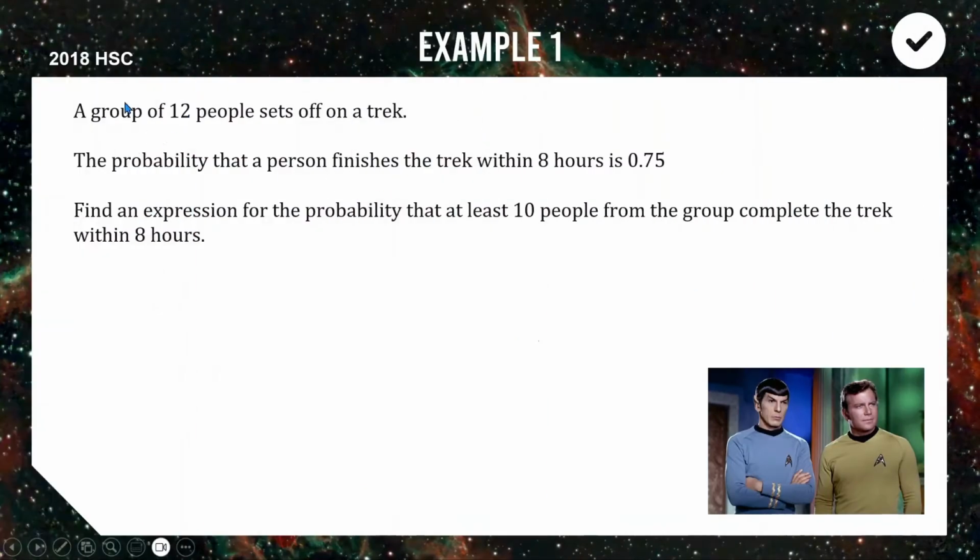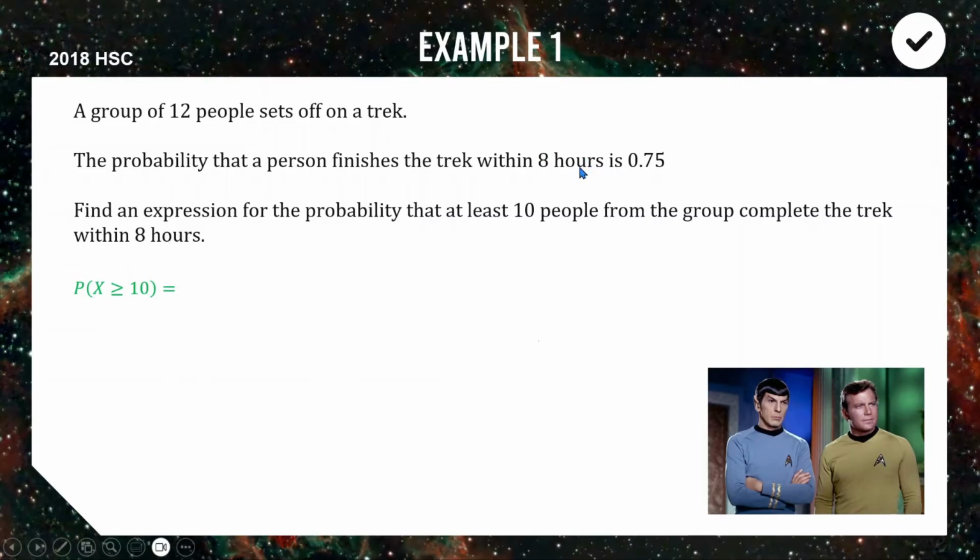This is from the 2018 HSC. We have 12 people setting off on a trek. The probability that any person finishes the trek within 8 hours is 75%. Find an expression for the probability that at least 10 people from the group complete the trek within 8 hours. So out of 12 people, we want to find the probability of at least 10 successfully completing this trek within 8 hours.